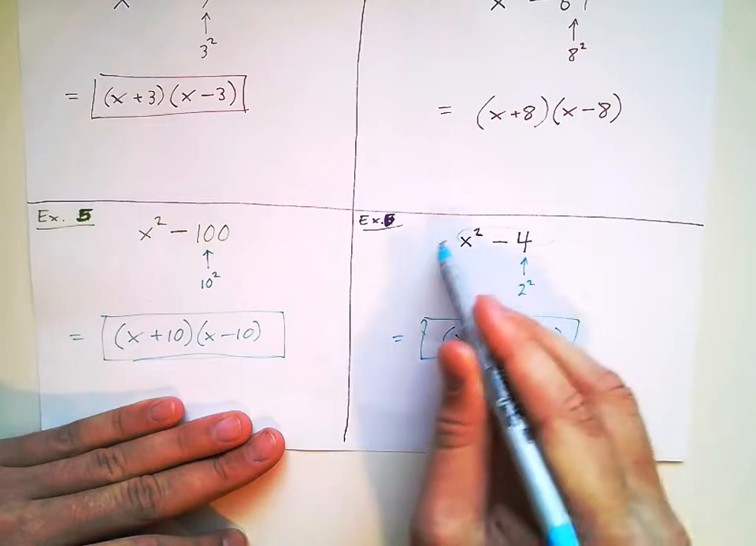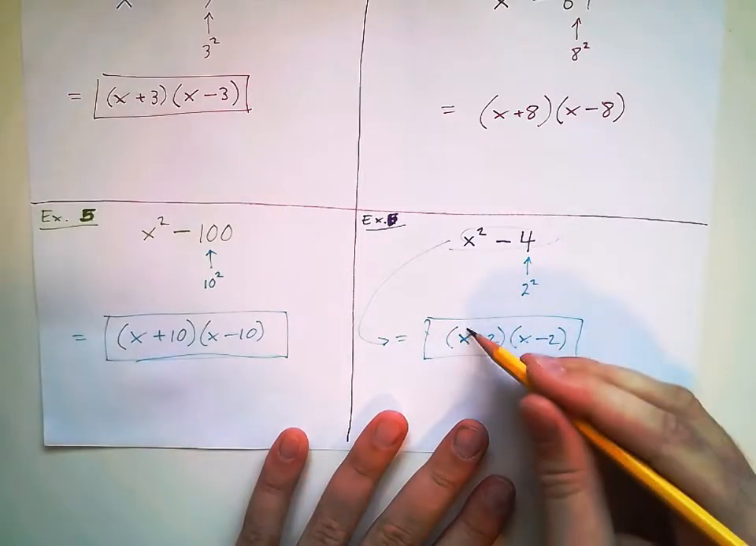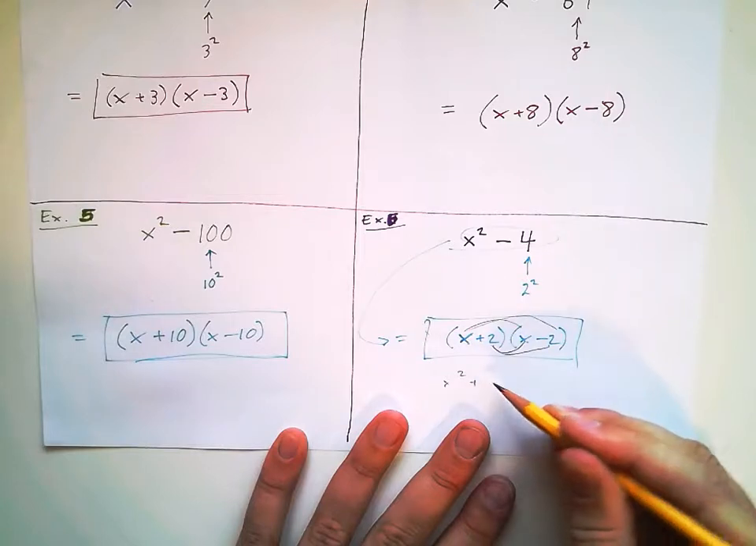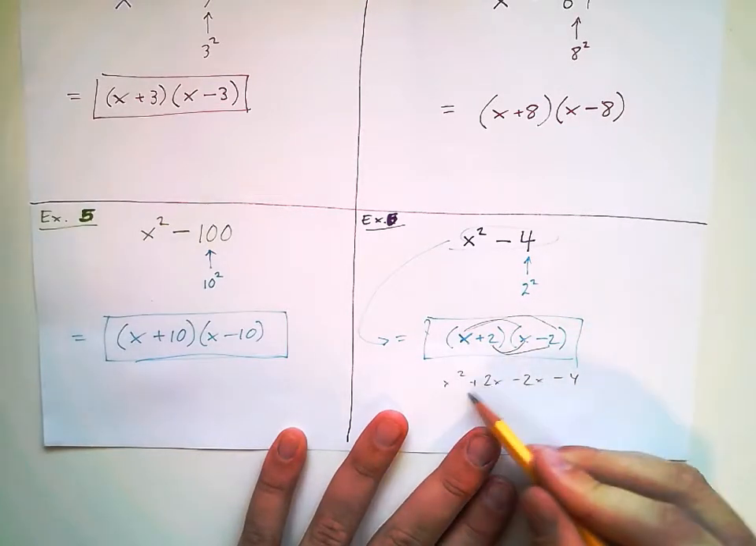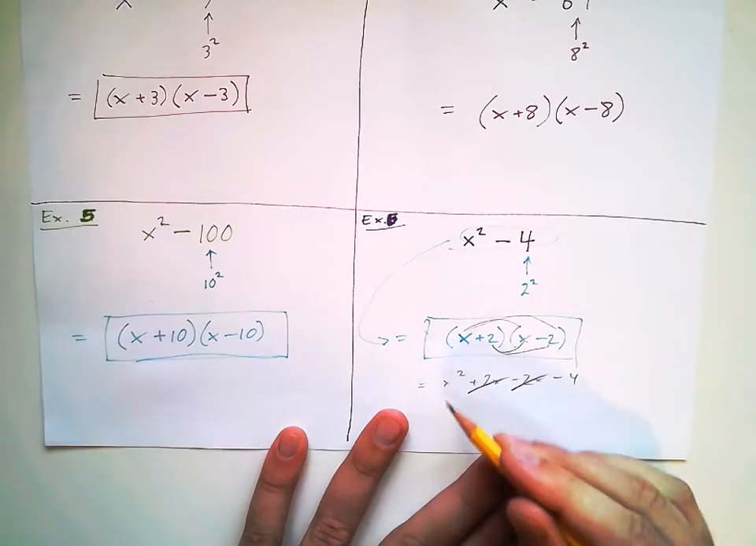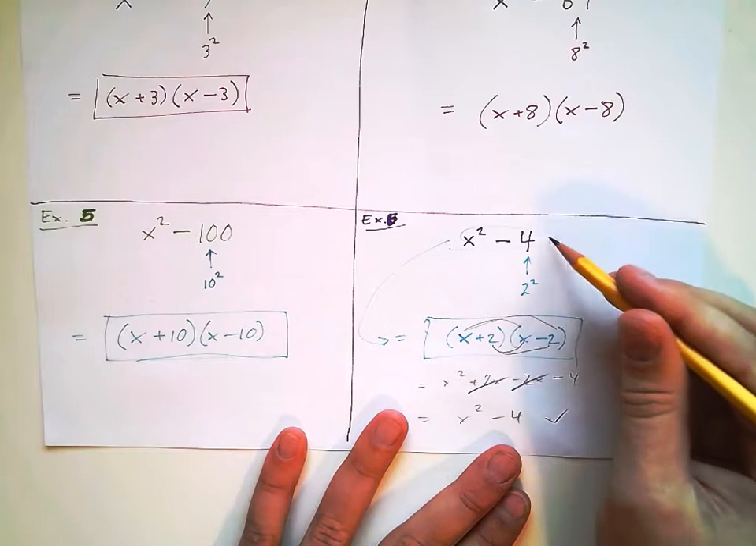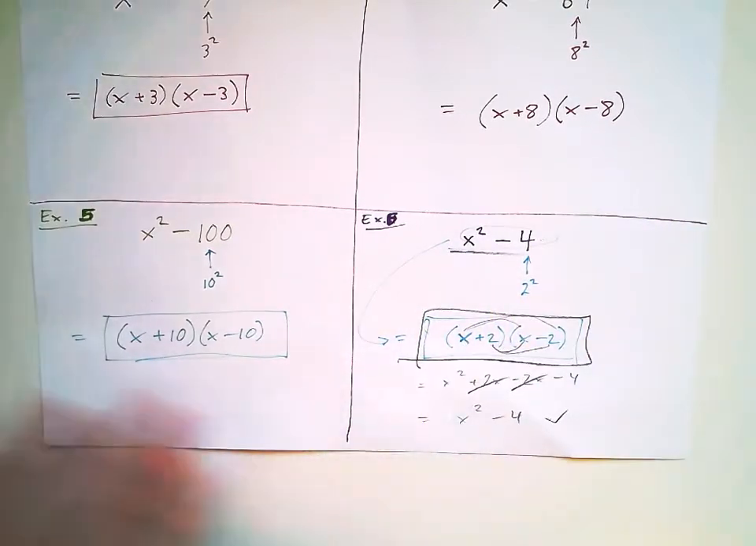So this equals that. And you can check that by multiplying it out real quick. X squared plus 2x minus 2x minus 4, which simplifies to x squared minus 4. So that is indeed equal to this. So that is the factored version of that.